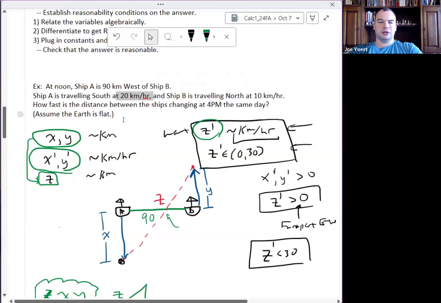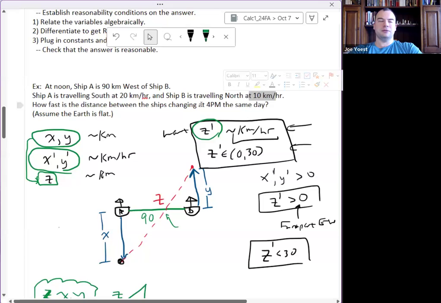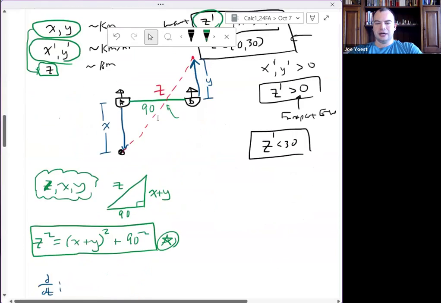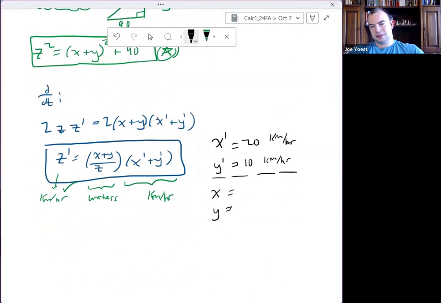Well, I know that 4 hours later, ship A has traveled a total of 4 times 20 or 80 kilometers south, ship B 40 kilometers north. So X is 4 times 20 or 80 kilometers, and Y is 40 kilometers. So that's not too bad.